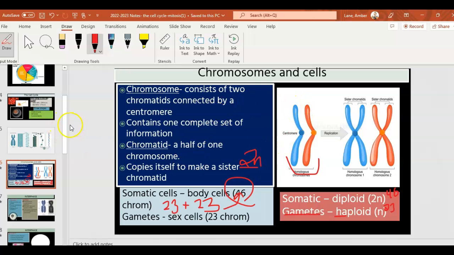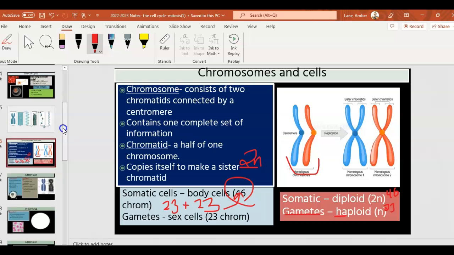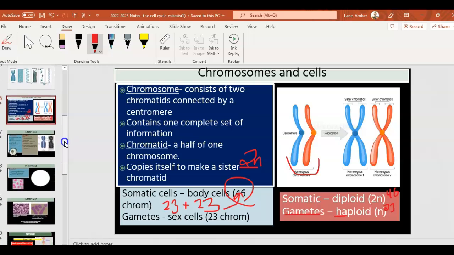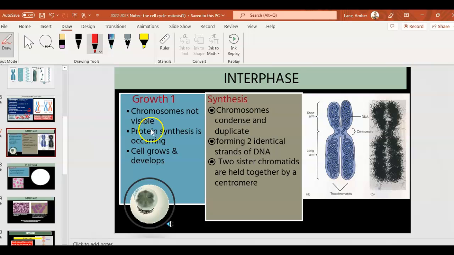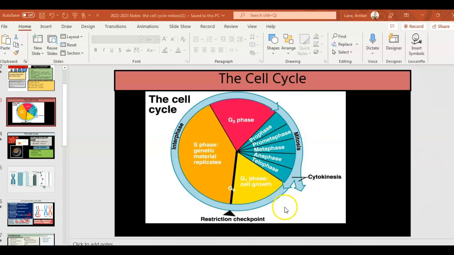Now that you have an understanding of chromosomes, let's take a look at the actual cell cycle. There are 3 stages to the cell cycle. Let's go ahead and take a look at interphase. Interphase, as you can see from this diagram, is the longest stage of the cell cycle. There are 3 stages: G1, S for synthesis, and G2.